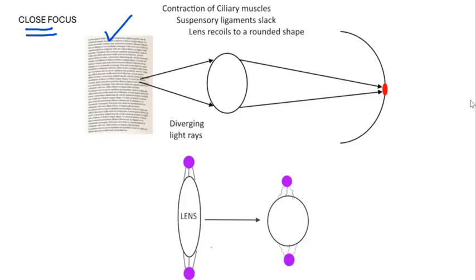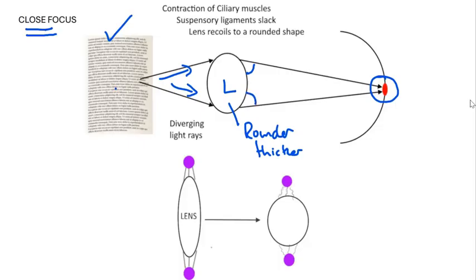Now, to focus light from a close object, we have to appreciate that light rays from that object are diverging away from their source. It's necessary for the lens to bend them back and bring them to focus on the fovea, but that will require a large angle of bending. And to achieve that, the lens has to be this rounder, thicker shape. That will achieve the larger angles of bending the light rays to bring them into focus.